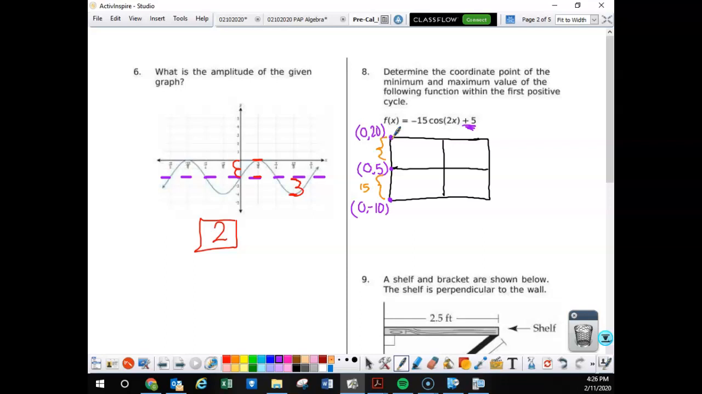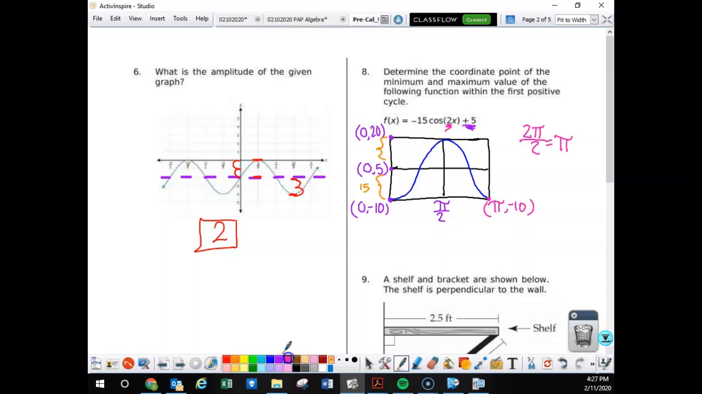Now, the period is 2 pi over b, which, my b value is 2. So it is just pi. So this is pi, comma, negative 10 right here. Because this length right here is the period, and here the period is pi. So that means halfway between 0 and pi is going to be pi over 2. And so what our graph looks like is this right here. Okay? So that's the cosine because it starts at the bottom.